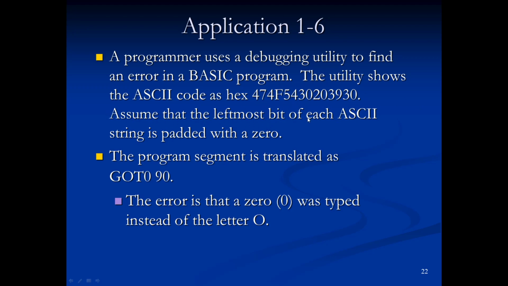So if we assume that the leftmost bit of each of the ASCII string is padded with a 0, we can use our ASCII table to then, well, first of all, we would want to separate these, right? We would want to separate them into groups of 2, because it's 2 hex characters per ASCII character. So we would split there, there, there, there, there, and there. So 47 is one character, 4F is another, 54 is another, and so on. So we would just look up on our table the values here, these hex values.